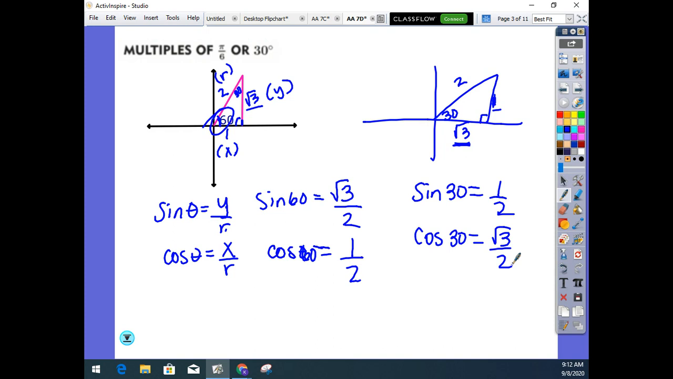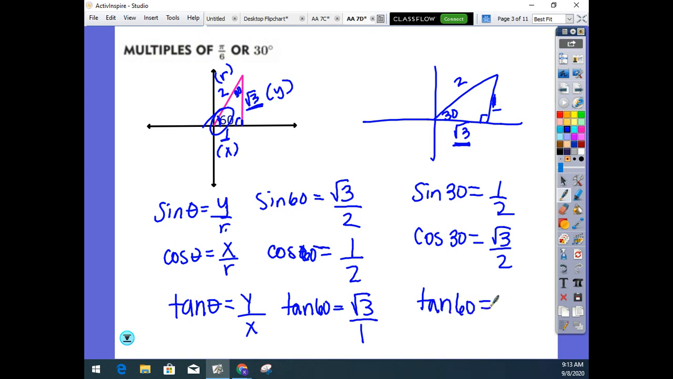What would tangent be? Do you remember that we talked about tangent is sine over cosine, or y over x? So tangent of 60 is y over x, square root of 3 over 1. Tangent of 30, y over x, 1 over square root of 3. So these are what we're going to be doing with these. These are all your first quadrant angles for 30 and 60.